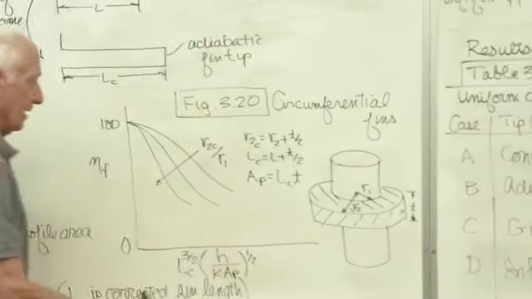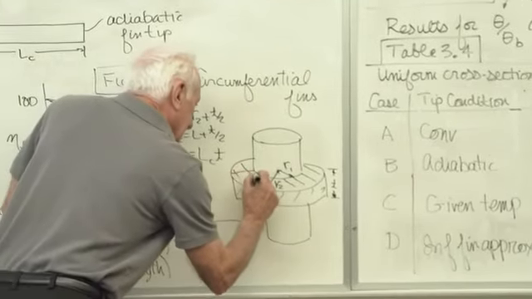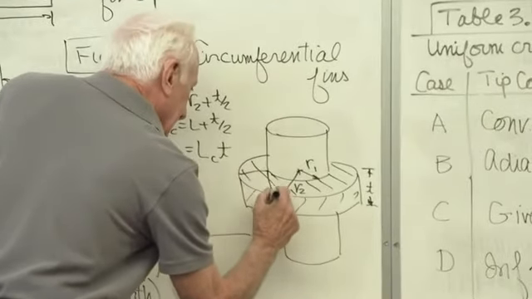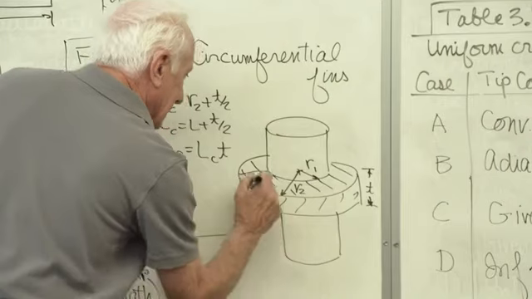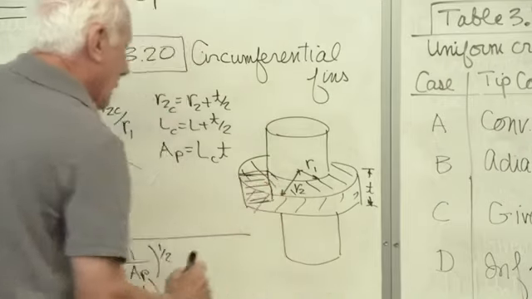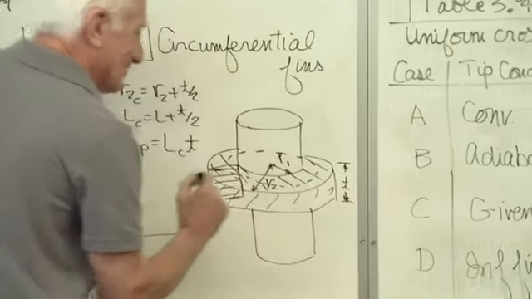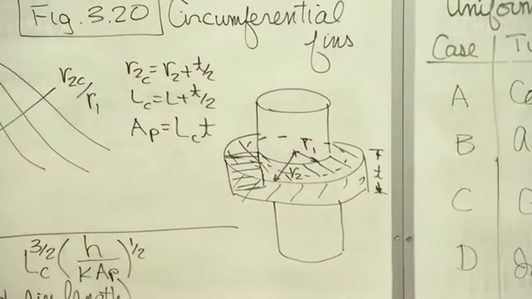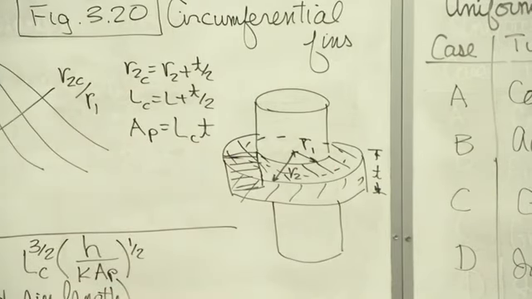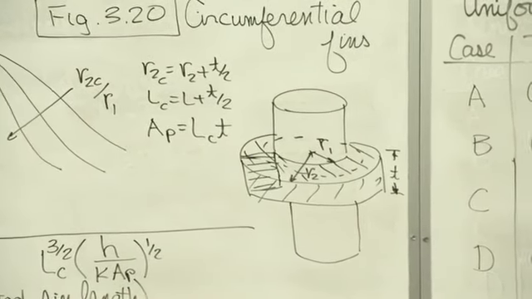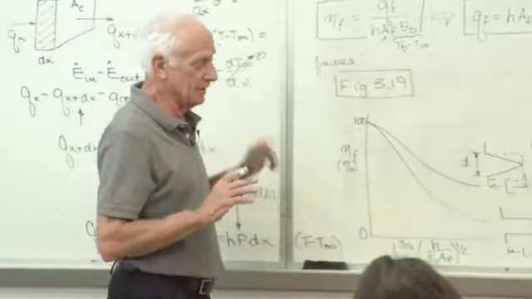What's the profile area? Slice the fin like this, and what I see is something like that. That's the profile area. What's the conduction area? That goes around the fin circumferentially, pi d times t. Those are the three. They're more complicated for this fin than for the rectangular fin, but that's what they are.